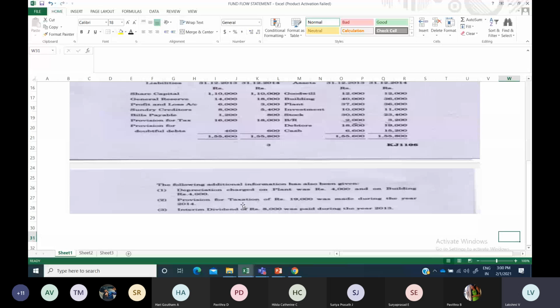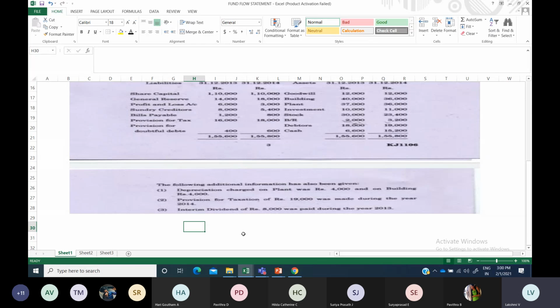And then interim dividend. Interim dividend, if you see, 8,000. If they give us interim dividend paid like this, it will come under two places. Only this item will come under two places. Interim dividend paid will come under the adjusted P&L debit side, and in the other place, the fund flow statement under application of funds. So two places it will come if you come across interim dividend.